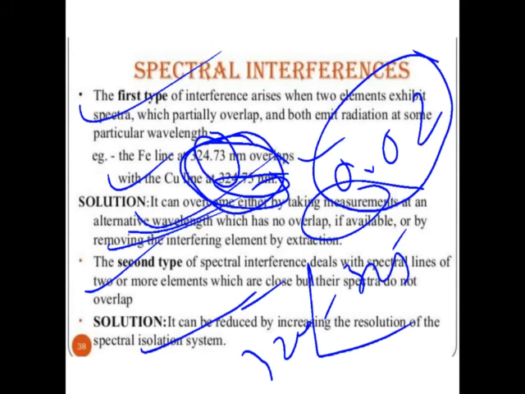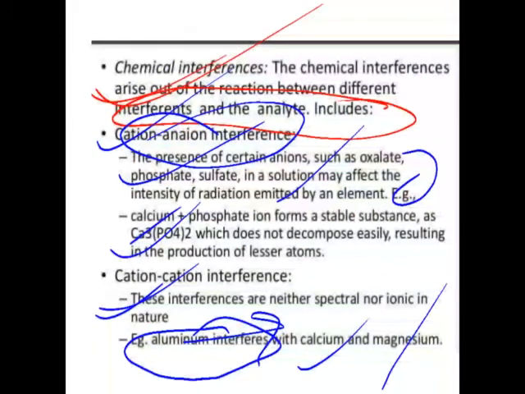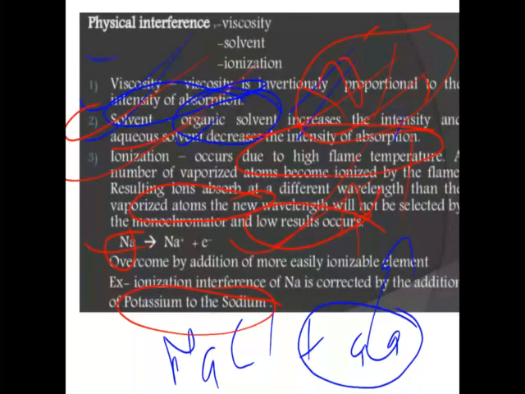Okay, so that is the second type of spectral interference. These are the different types of interference. First one is the chemical interference, in that cation-anion or cation-cation. Second one is the physical interference, in that viscosity, solvent and ionization come.